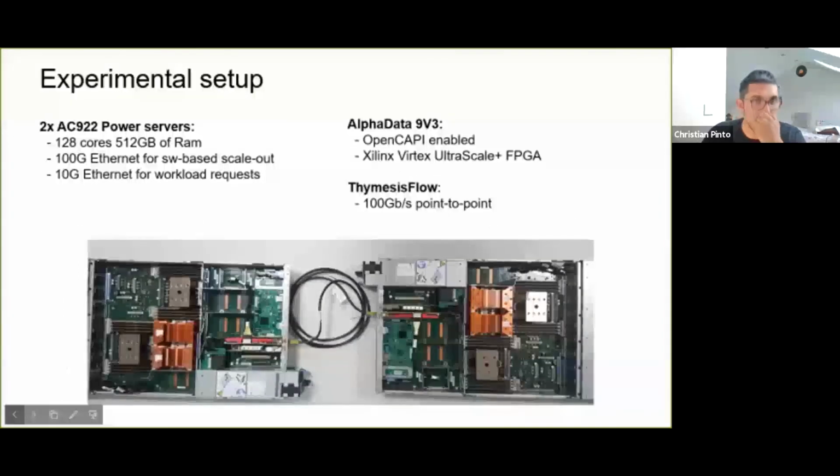Let's start with the experimental setup. As said, we use 2 AC922 servers. Our design is implemented on the Alpha Data 9V3 cards that are OpenCAPI enabled UltraScale Plus FPGAs. And the network, that is a circuit network in the initial picture, in this case is a point-to-point connection between the cards, and we have 100 gigabits per second between the two machines for disaggregated memory only, right? This is not networking traffic.